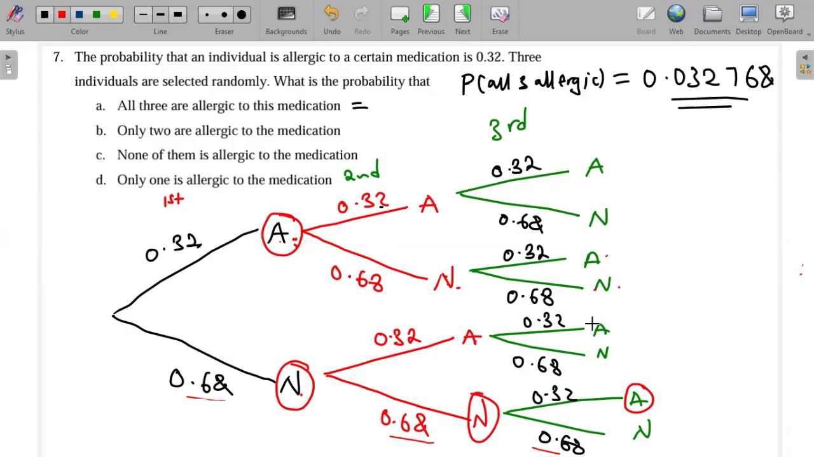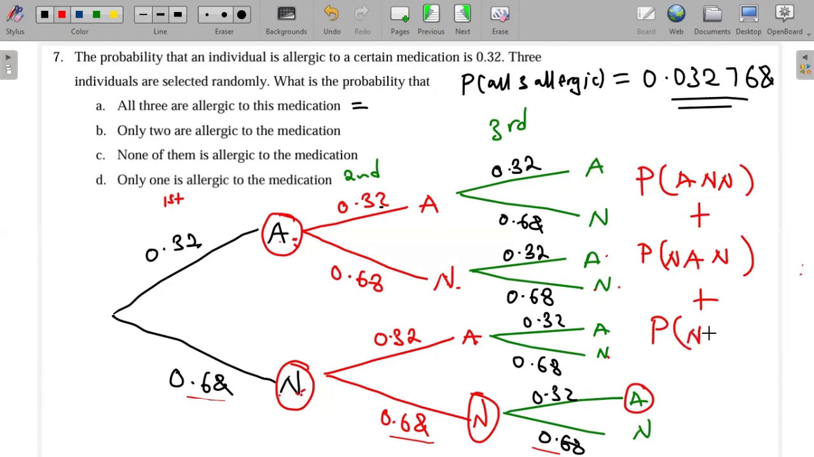I see another combination here. So the first one is this one: allergic, not allergic, and then not allergic, plus the probability of not allergic here, and then allergic, and then not allergic. Okay, and then plus the other one is the probability of not allergic, not allergic, and then allergic. So these ones are the ones that satisfy the condition. Only one is allergic. Okay, and you see that these are just going to give me the same probability. So to get this answer, you just find for one, then you multiply by 3.